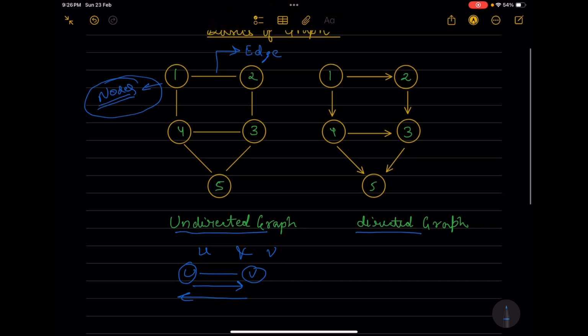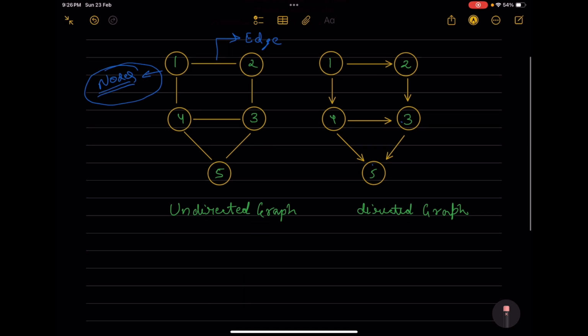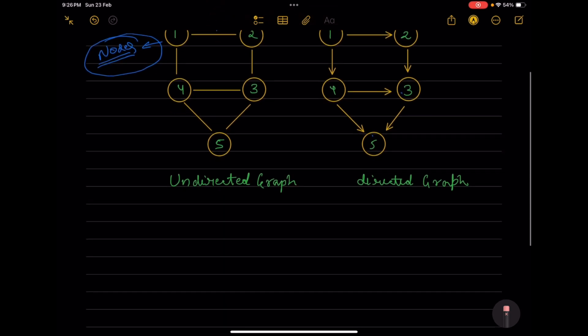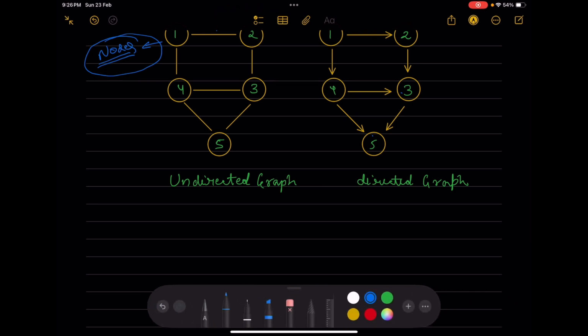But in a directed graph, for example here, we have directed the relationship from node 3 to node 5. That means we can move from 3 to 5, but we cannot move from 5 to 3. So the relationship is directed. So when the relationship between nodes is directed, it is known as a directed graph. Otherwise, it is an undirected graph when we can have movement in both the directions between any two nodes if they are connected. Now, based on the structure, we do have cyclic and acyclic graphs.